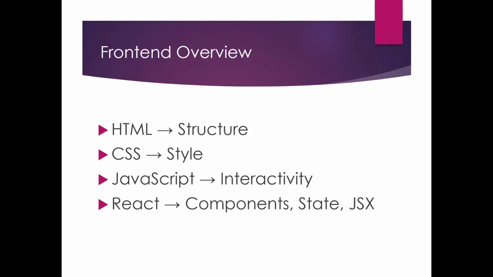Front-end overview. The front-end includes HTML, CSS, JavaScript, and React. HTML is the basic skeleton, which gives only the structure, and CSS provides the design and styles to our structure. JavaScript provides the interactivity, and it is like the brain of the front end. React includes components, state, and JSX, which enhance the usability of HTML, and we can reuse the components.